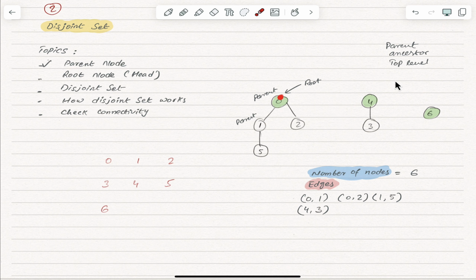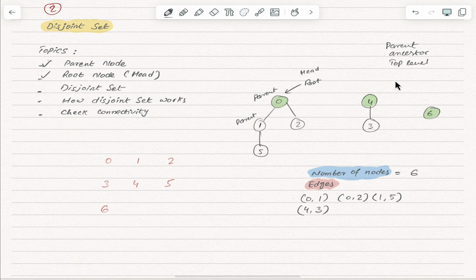It doesn't have any parent, and 1 is a child, 2 is a child, and 5 is also a child of 1. So the simple difference between root node and parent node is that the parent node may have another parent, but the root node doesn't have any parent. So that's pretty simple. Root node is also called a head node.